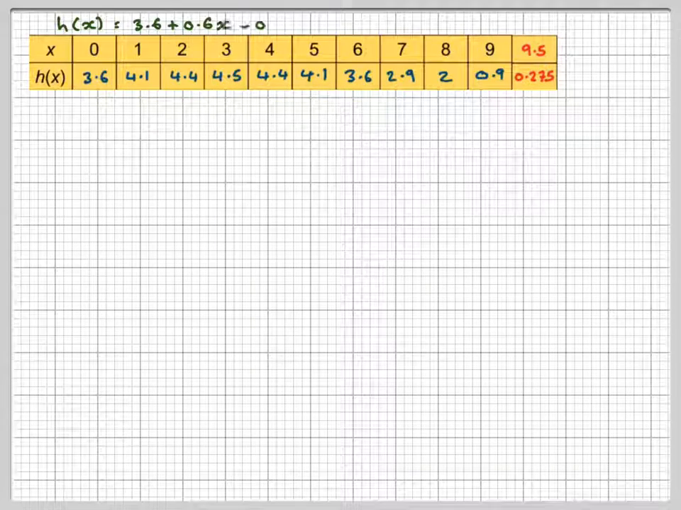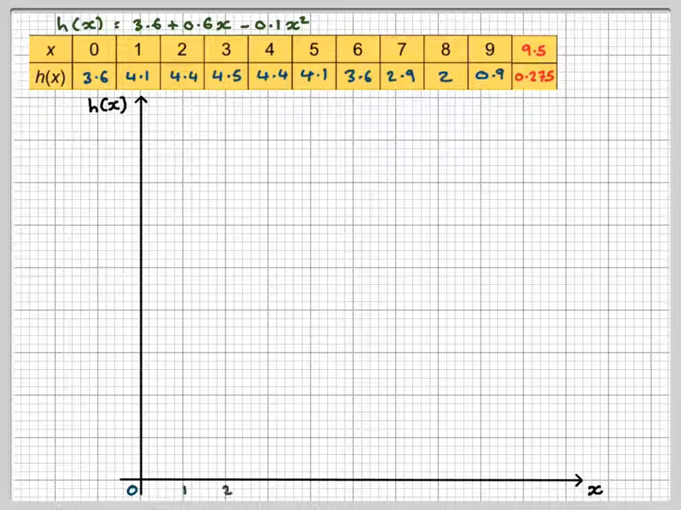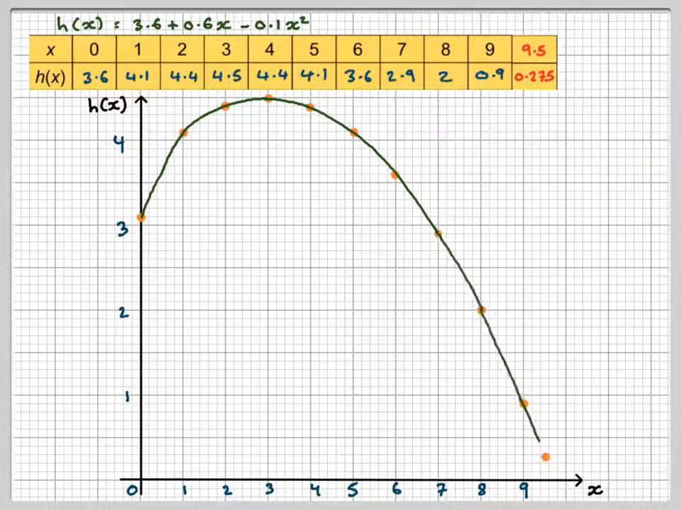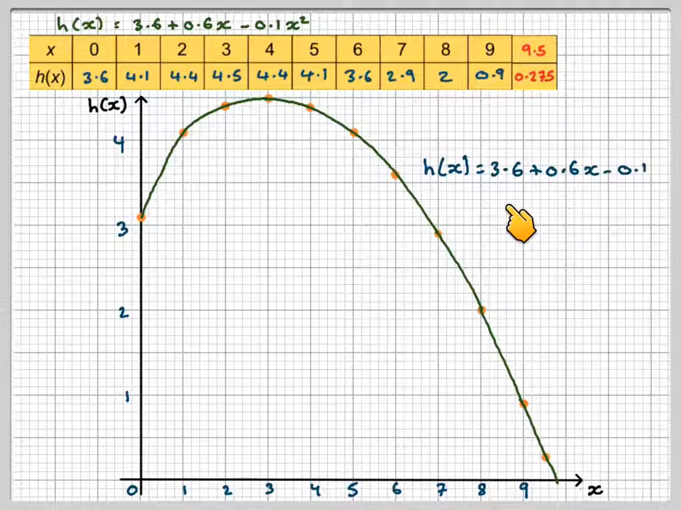Right, the next step is to actually draw the graph. So making a set of axes, this is the x-axis, this is h(x), plotting the points: (0, 3.6), (1, 4.1), (2, 4.4), (3, 4.5), (4, 4.4), (5, 4.1), (6, 3.6), (7, 2.9), (8, 2), (9, 0.9), and our extra point at (9.5, 0.275), and then join these points up with a smooth curve and label the curve h(x) = 3.6 + 0.6x - 0.1x².